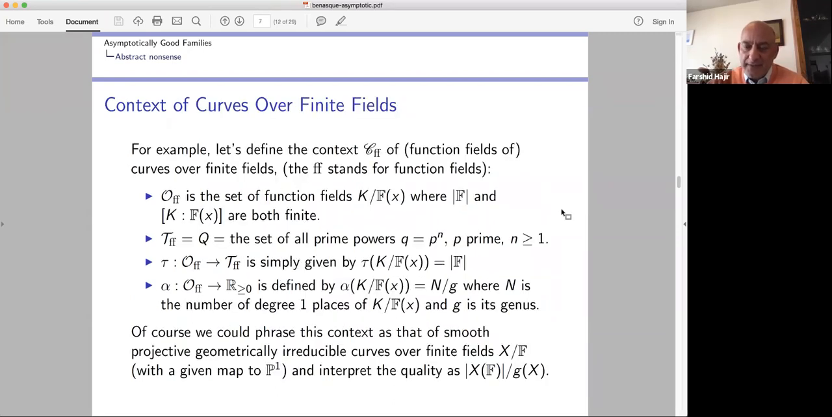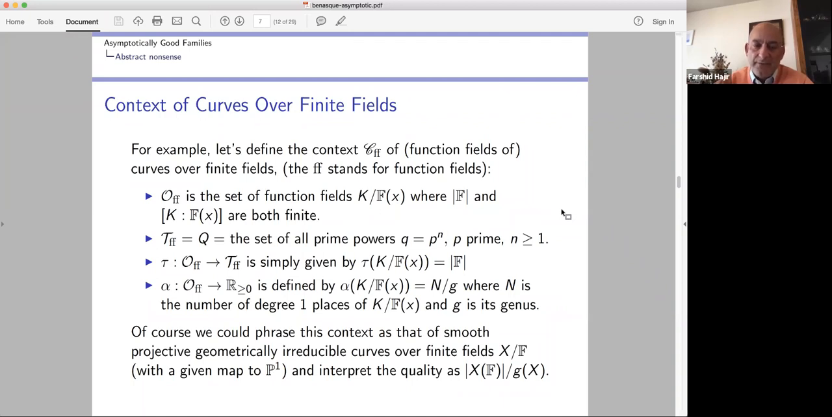So let's try to make this abstract setup a little more concrete. I just want to give you an example of curves over finite fields. I'll use the equivalent language of function fields because that's more analogous to number fields. So I'm going to say that the set of objects is just function fields, so finite extensions of the function field of P1. And the types are just the prime powers. The set of types is the set of all prime powers. So basically, I'm taking a function field over a finite field, and the type of it is just the cardinality of the finite field.